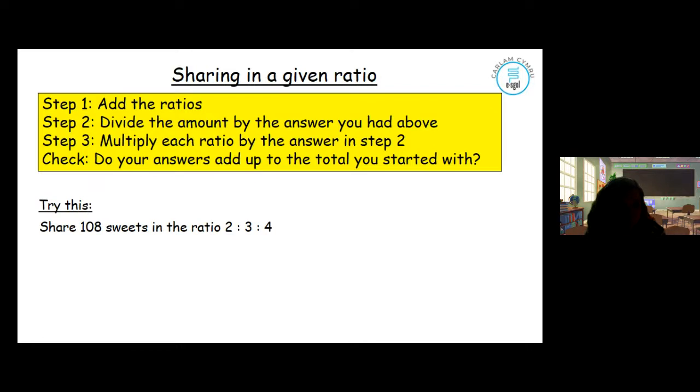Okay, please pause the video and try the next one. So share 108 sweets in the ratio 2 to 3 to 4.